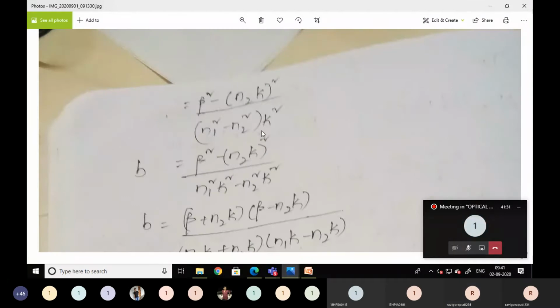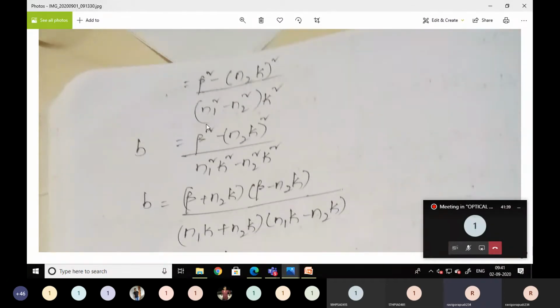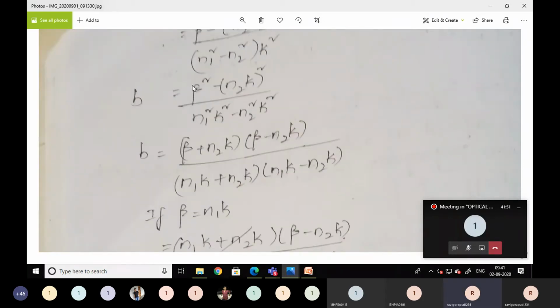So this is the next step. Beta square minus N2k whole square by N1 square minus N2 square into k square. So we know that beta square minus N2k whole square, and in the denominator N1 square k square minus N2 square k square. Again, this I am taking as a square, this as b square: a square minus b square. Again here also, this is a square minus b square. I am taking a plus b into a minus b: beta plus N2k into beta minus N2k.